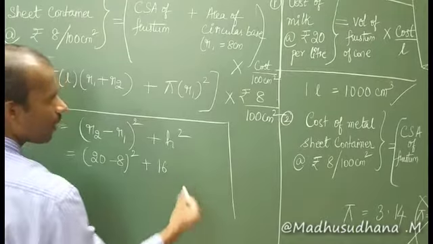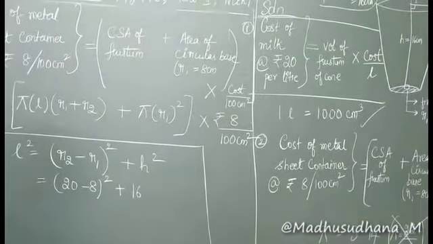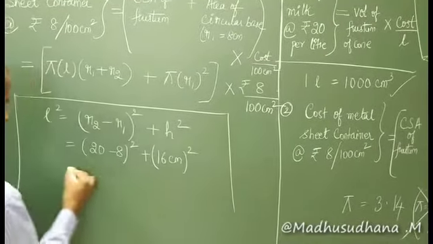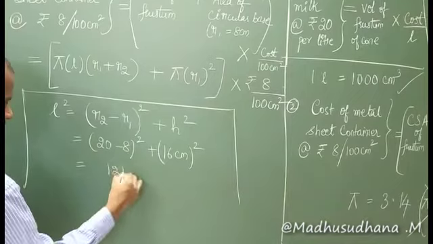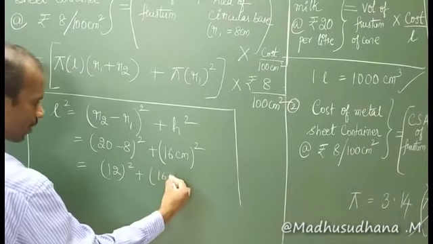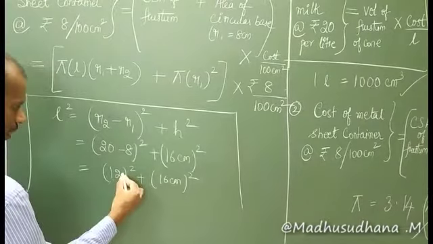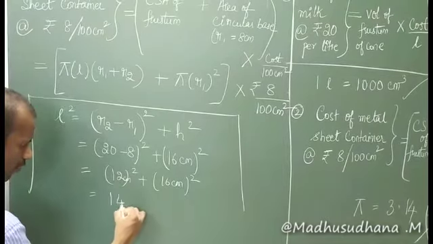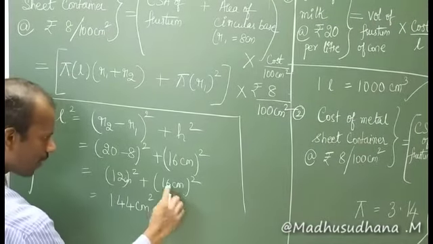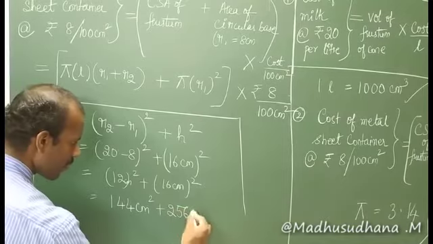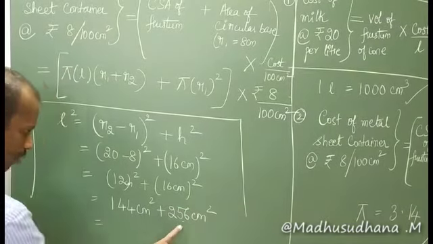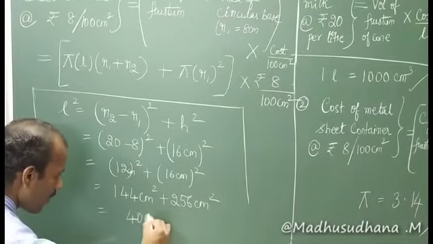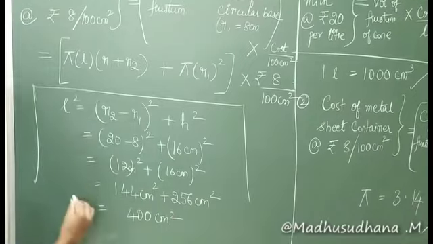So all the units are in centimeters. So this is 16 centimeter whole square. So this shall be 20 minus 8, this is 12 square plus 16 centimeter square. This is also in terms of centimeters. So 12 square is 144 centimeter square. 16 square is 256 centimeter square. So 256 plus 144, you shall get 400 here, centimeter square. You have L square here.